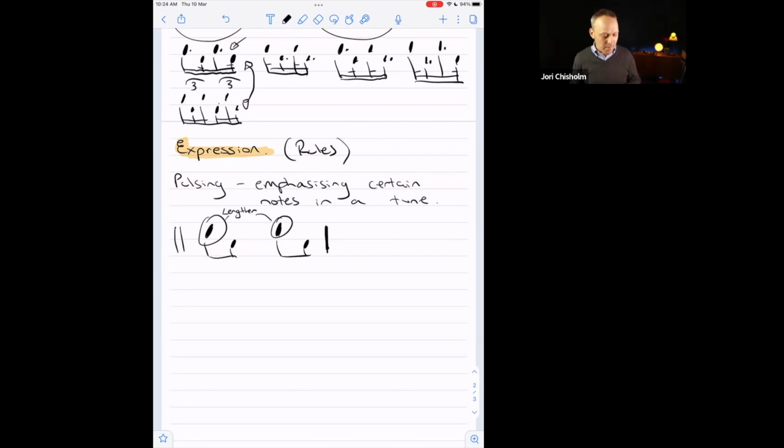Now, you will talk to some pipers who will have very complex expression schemes that they claim to use or that they claim are real. Oh, well, in the first bar, I go strong, weak. And in the second bar, I go weak, strong. And then there's mediums and stuff. I actually don't believe that's an accurate way of describing how most people play. Now, I'm not saying that no one plays like that, but I don't think that's really how most people play.